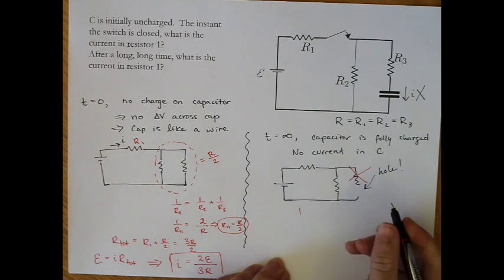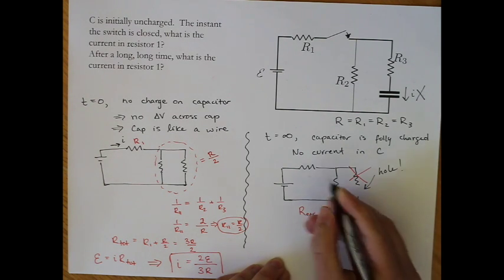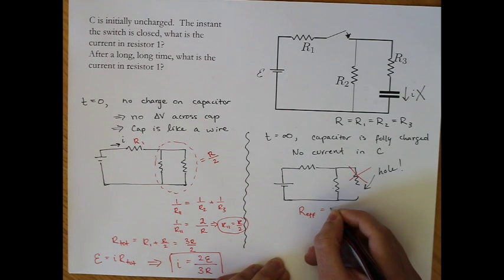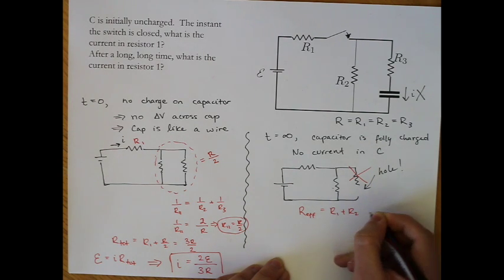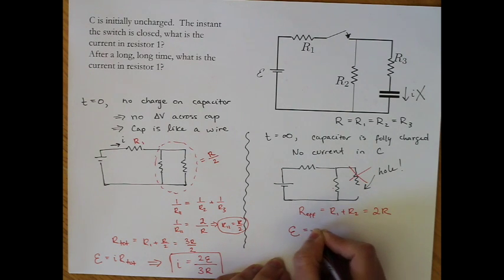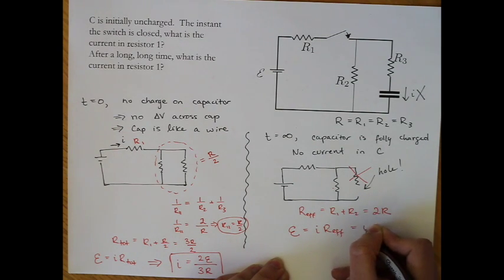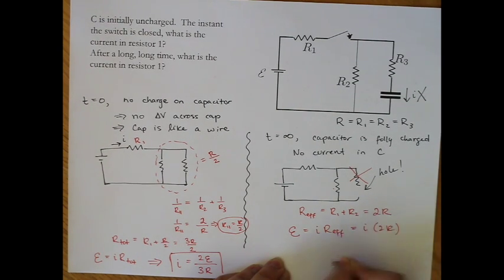So if I find the equivalent resistance, these are in series, so it'll be R1 plus R2, which is 2R. The voltage is I times R, which is I times 2R. So the current at t equals infinity is E over 2R.